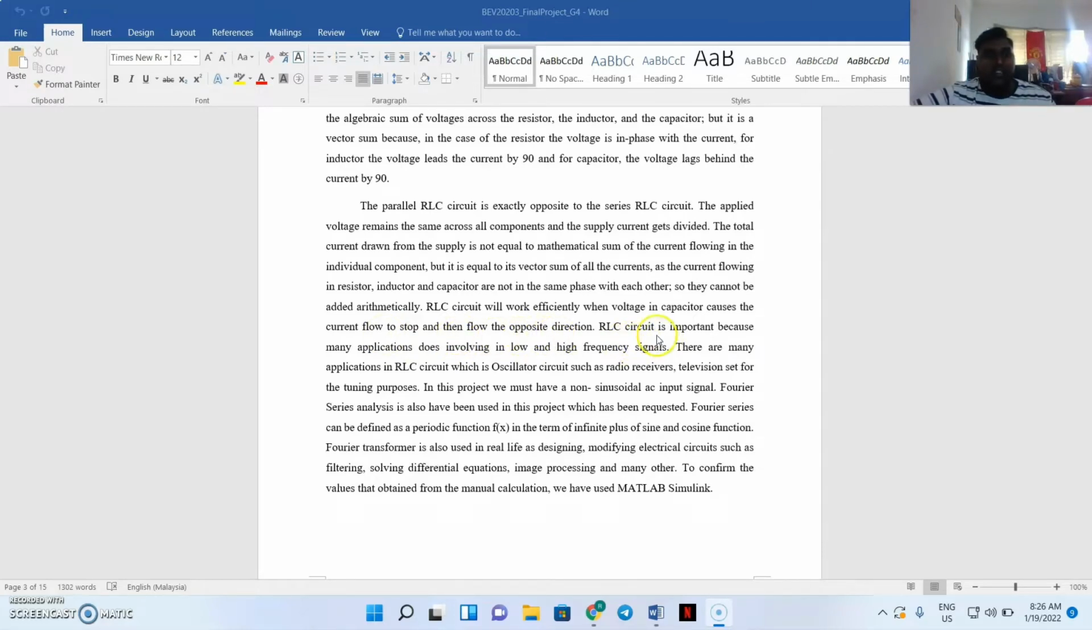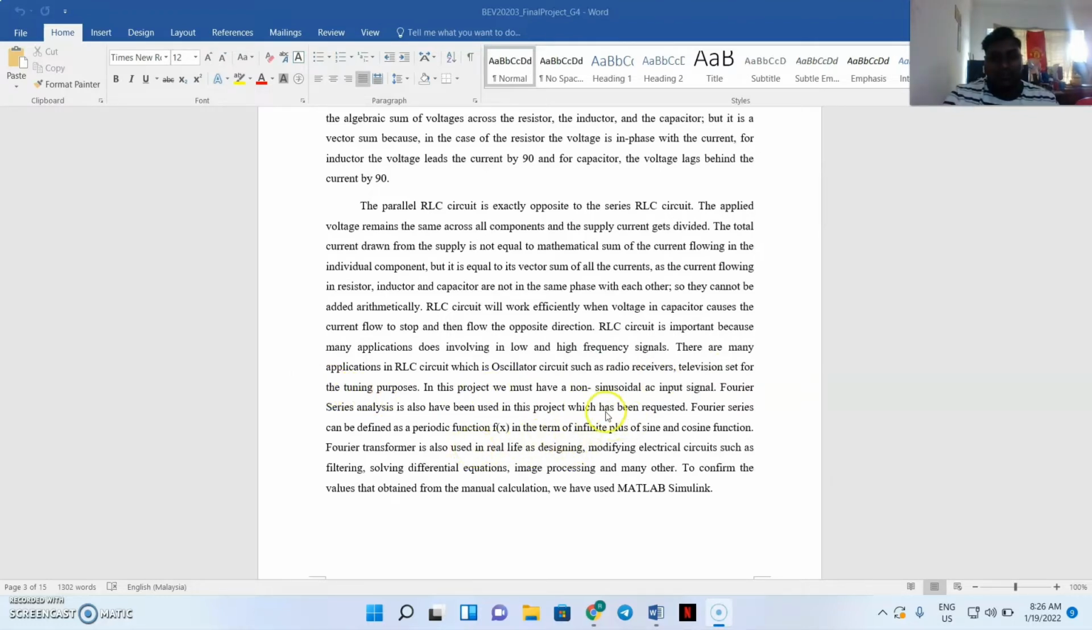The RLC circuit is important because many applications involve low and high frequency signals. There are applications in oscillator circuits such as radio receivers and television sets for the tuning process.